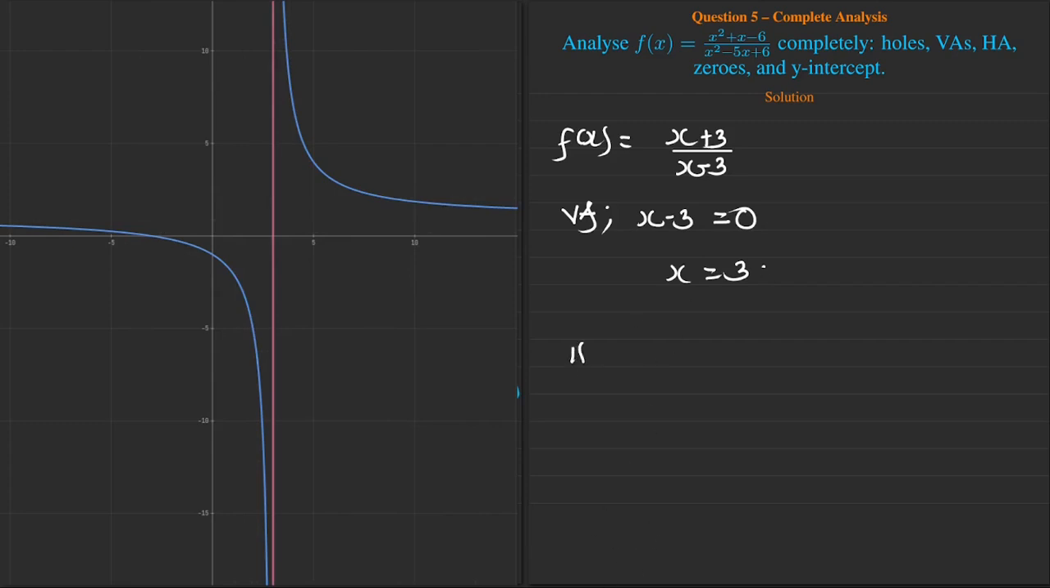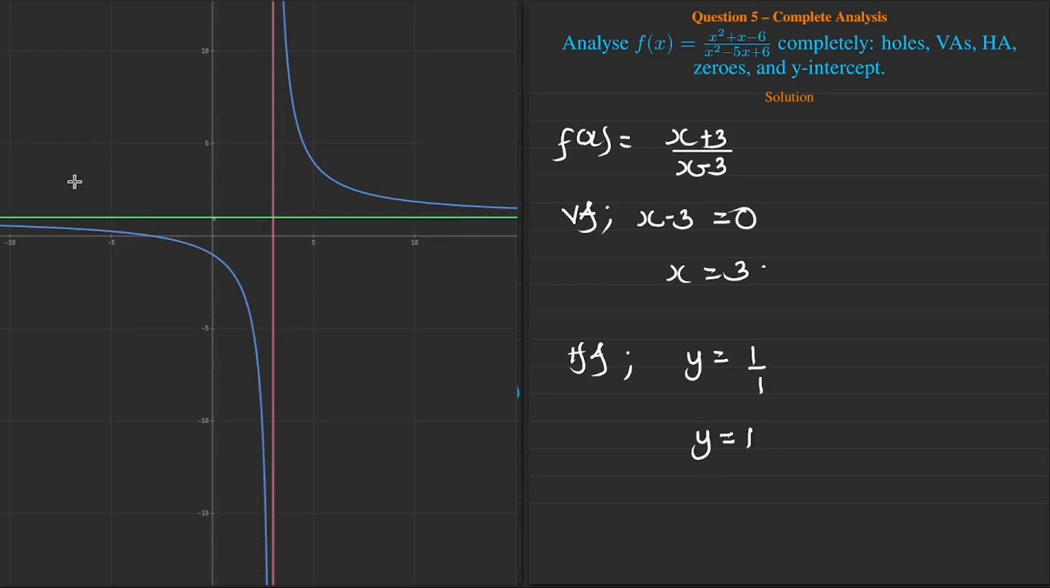Then we come to the horizontal asymptote. So for the horizontal asymptote, we have what? That is where we look at the degree. The degree of the numerator is 1, and then the degree of the denominator is also 1. And we said if the degrees are the same, then it is simply y equals the leading coefficient of the numerator, which in this case is 1, over the leading coefficient of the denominator, which is also 1. And this simplified gives us y equals 1. This is our horizontal asymptote.